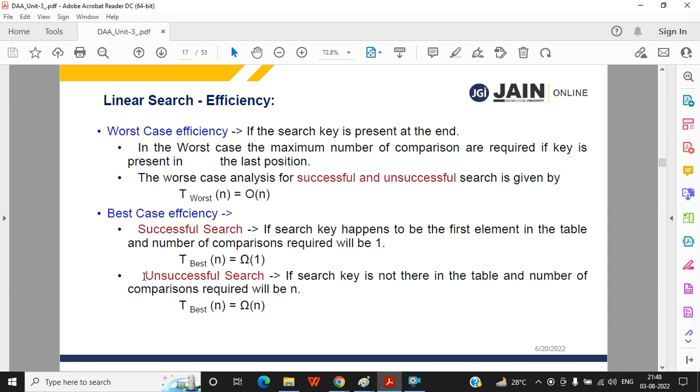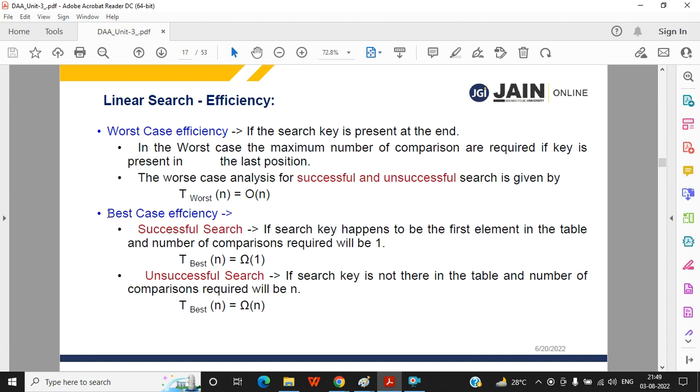No, you are not getting it. Unsuccessful search is also a search. Now tell me, when will we know that our search is unsuccessful? Till the end. After searching the end, the last element, the nth element.